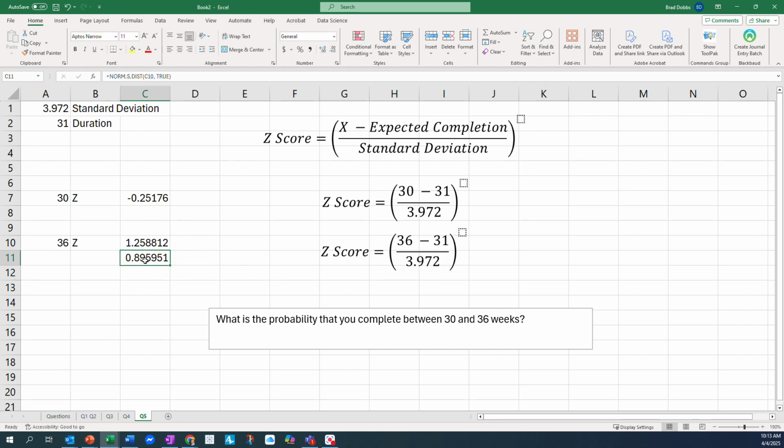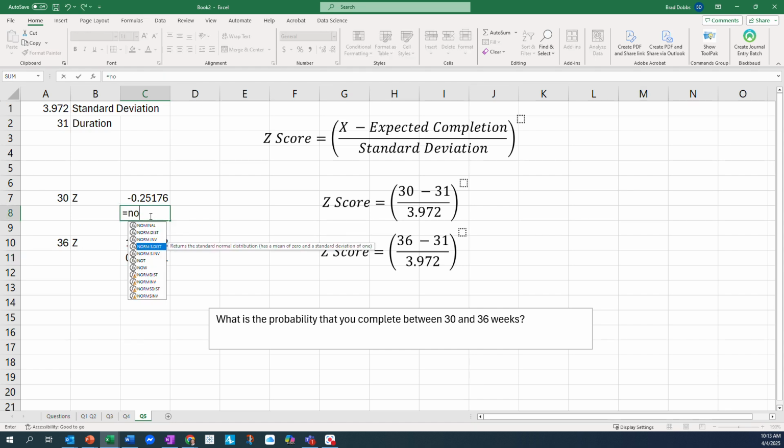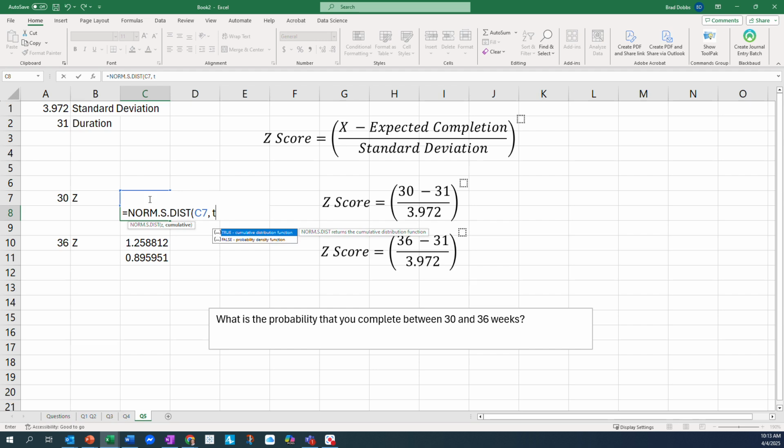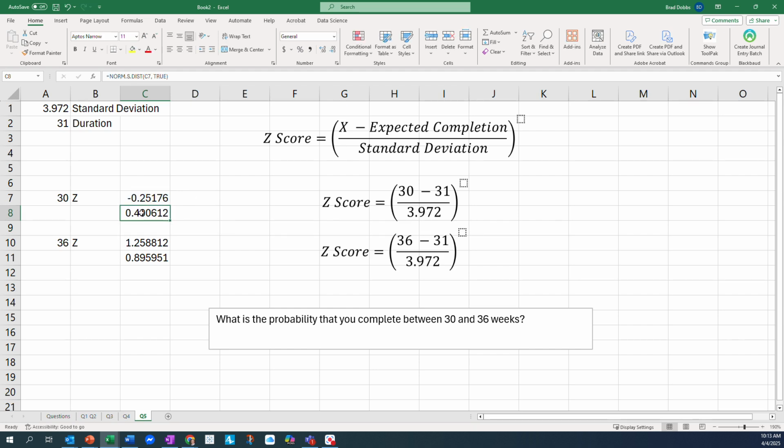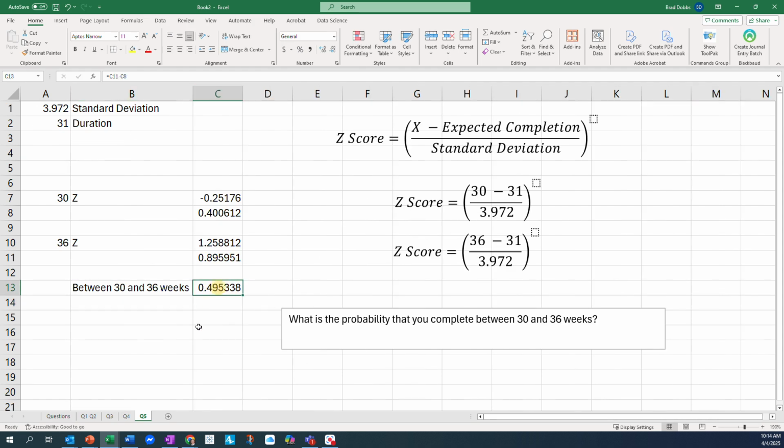So I know there's an 80% chance that I'm done before my 36th week. Now, I know there's a 40% chance that I'm done before my 30th week. So for the area between the two of those, I'm simply going to take this value minus this value, and this is for between 30 and 36 weeks. There you go.